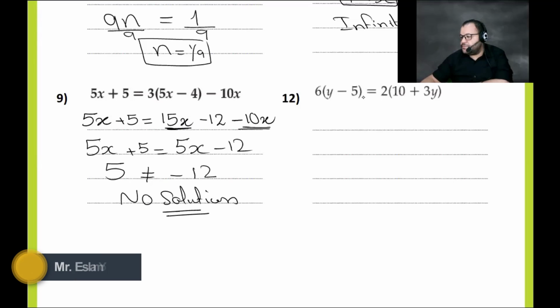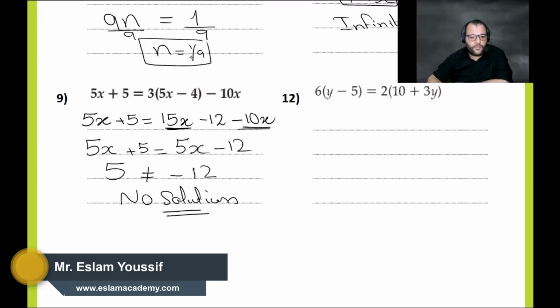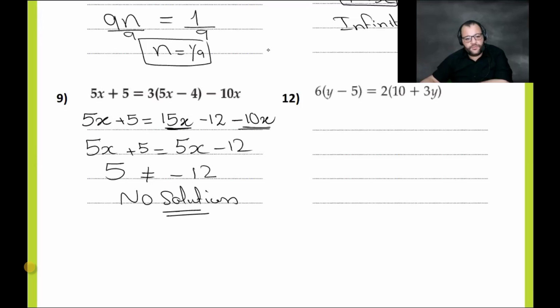Any problem for this one? Why is it no solution? Can we say that 5 is equal to negative 12? No. Because there is no number that makes the left-hand side equal to the right-hand side, it means there is no solution. After solving, if you find that the two numbers are not equal, it means there is no solution. After solving, if you find that the two numbers are equal, it means there is infinite number of solutions, or the solution is all numbers.